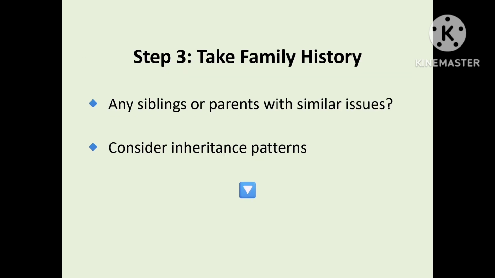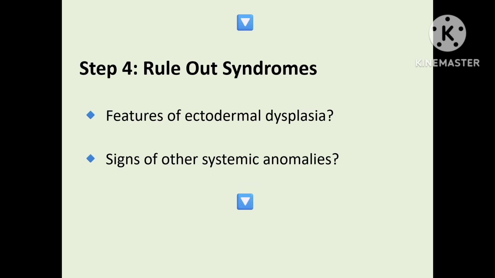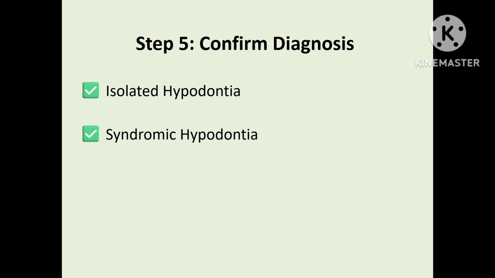Family history is also important, as hypodontia often follows an autosomal dominant pattern. The clinician must also assess for systemic signs suggestive of syndromic involvement, such as skin, hair, nail, or sweat gland abnormalities, which are present in ectodermal dysplasia. If only teeth are affected, the case is classified as isolated hypodontia. If accompanied by other features, it is syndromic.